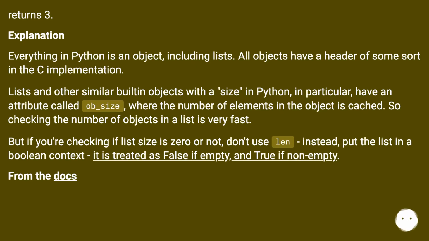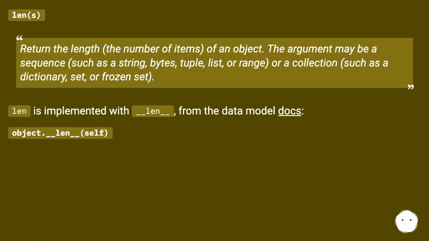From the docs: len. Return the length, the number of items, of an object. The argument may be a sequence, such as a string, bytes, tuple, list, or range, or a collection, such as a dictionary, set, or frozen set. Len is implemented with __len__.